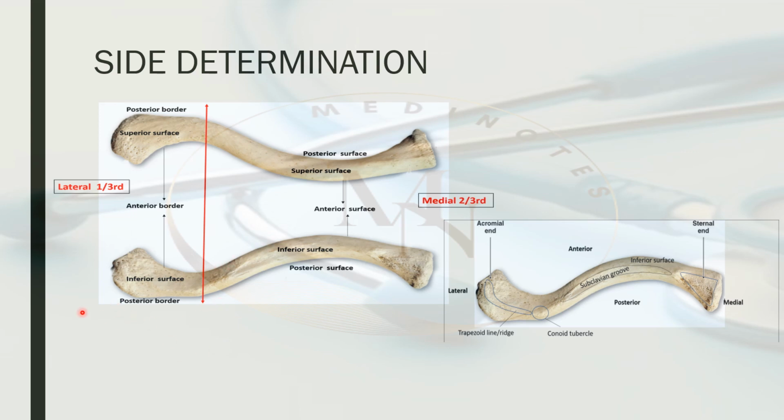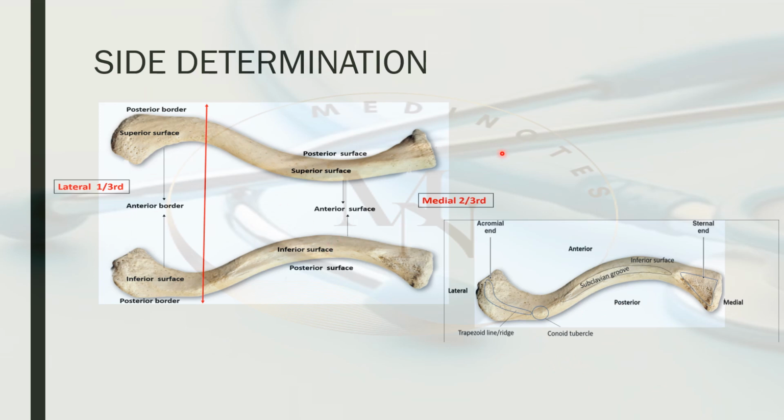Now there is also a ridge present over here, at the lateral end, starting from the acromial end. This is the trapezoid line or ridge, and it has an end facet which articulates with the acromion process and forms the acromioclavicular joint. Then you would see another elevation on the inferior surface. This tubercle is known as the conoid tubercle.